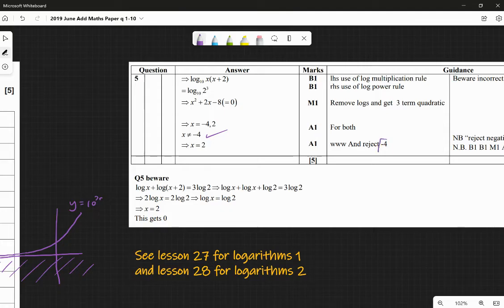So it says reject minus 4. So you have to make sure you have stated that you reject minus 4. Okay. It's also got a beware.